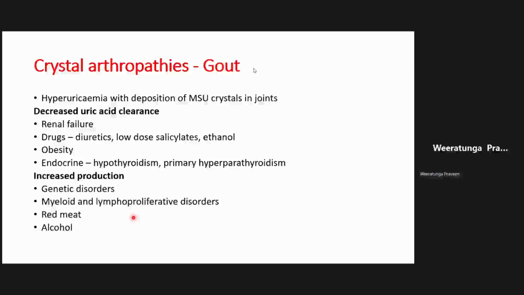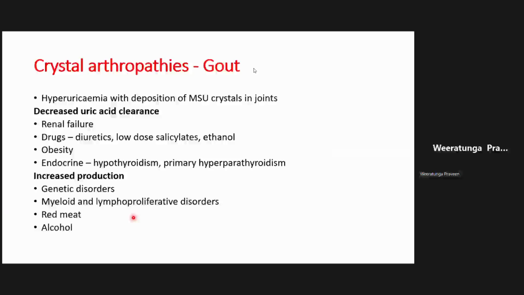Okay. Now let's move on next to crystal arthropathies. Let's look at crystal arthropathies. Now of the crystal arthropathies, gout is the most important. And obviously you know that in gout there is deposition of MSU crystals, monosodium urate crystals, in joints.